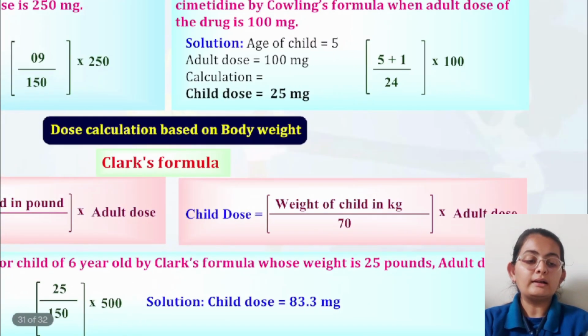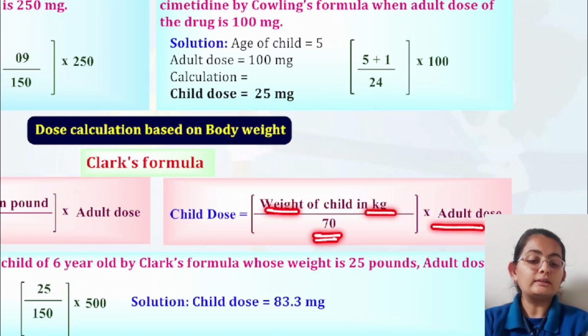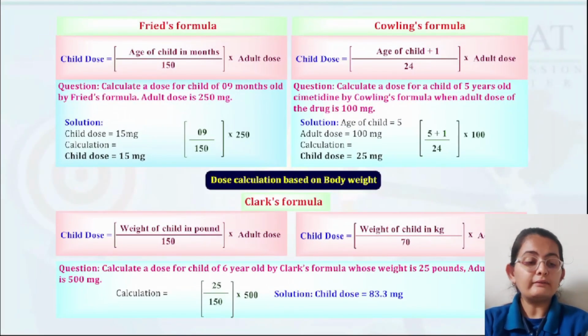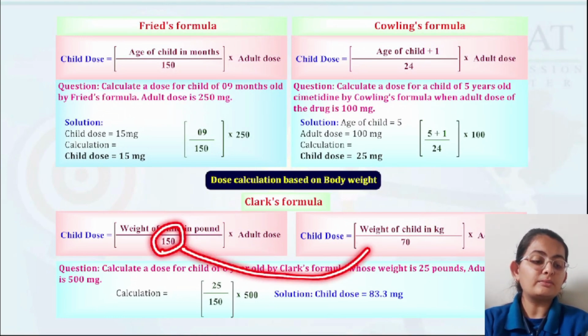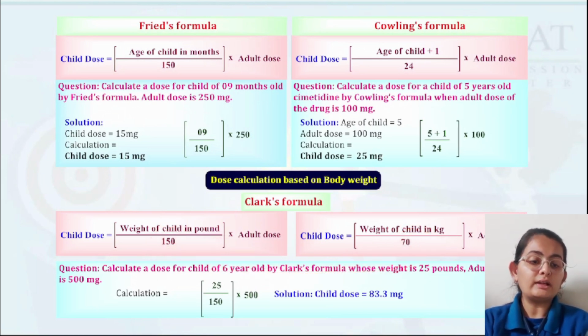And the next formula, again, is the Clark formula itself, but here the unit is changed. The previous one was for weight given in pounds, but whenever the weight is given in kilogram, then you will use this particular formula: weight of child in kg divided by 70 into the adult dose. So don't ever interchange this, okay? There are many students who make this mistake, that 150 will be interchanged by 70 and 70 by 150, and this will mess up your calculation and hence your answer. So for child dose calculated in pounds, it would be 150, and in kg, it should be 70 into the adult dose.